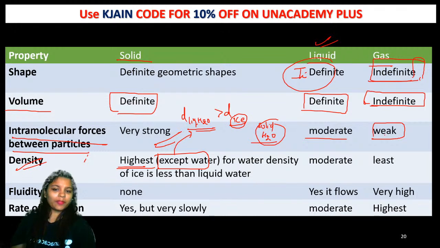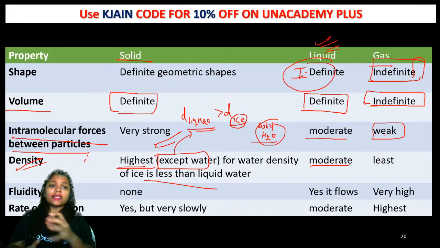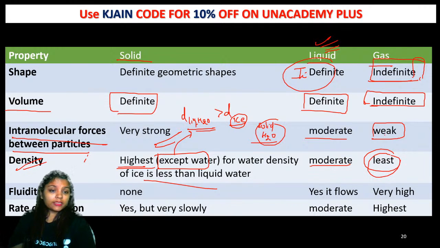And if I talk about liquid, it has a moderate density, meaning it has a density in between that of gas and solid. And gas has the least density.